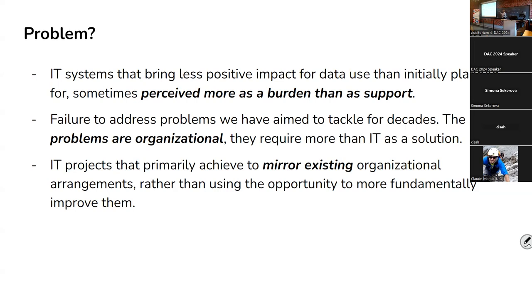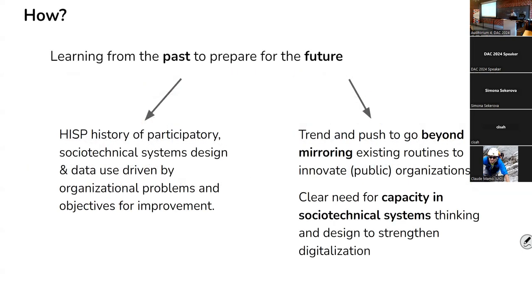So we see in a lot of countries, you try to mirror the existing paper forms and data flows when you are designing digital systems. That should not really be the way. You should understand how we can optimize when we try to implement digital systems, right? So do not mirror. With all that, our approach should be, of course, we have a lot of learnings from the past, and when we plan for the future, as HISP, we have a lot of history in this approach called the participatory socio-technical design approach.